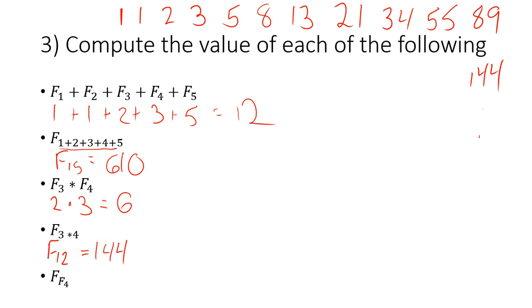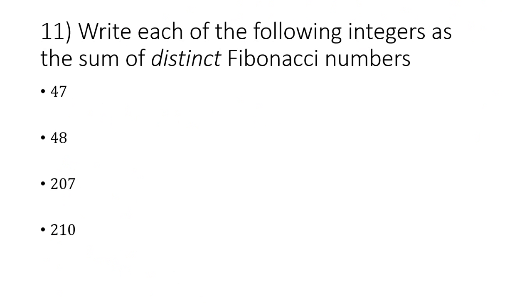Okay. And now this last one, you see how it says f sub f sub 4. So we would have to find what f sub 4 is. 1, 2, 3, 4, so it would be 3. So we would find what f sub 3 is, which would be 2. Alright. So again, if it's in the subscript, make sure you calculate it to find what is the number they're looking for.